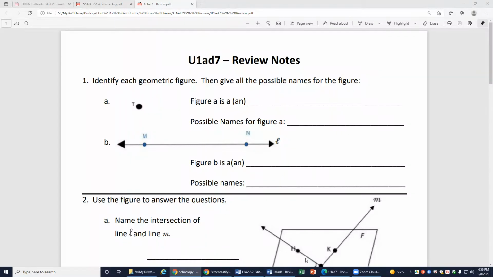Hi, today we're going to look at Unit 1A, Day 7. We're going to review the last 6 days. So number 1, identify each geometric figure, then give all possible names for the figure.